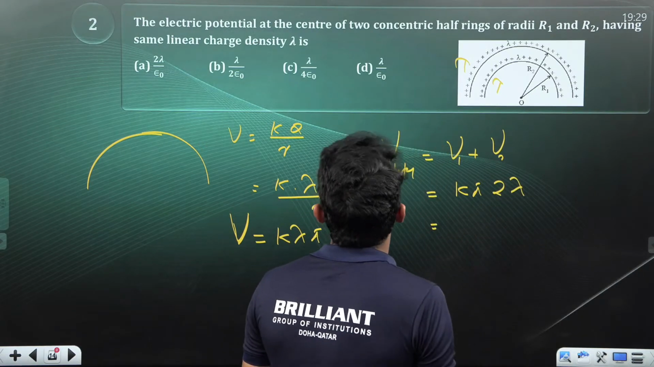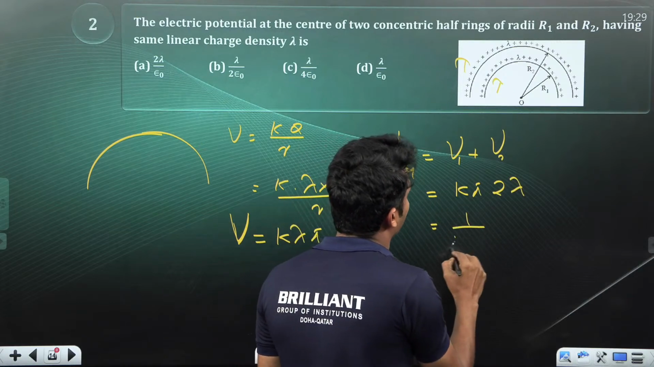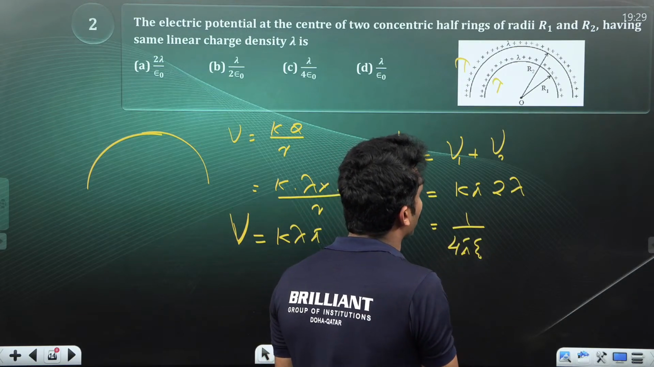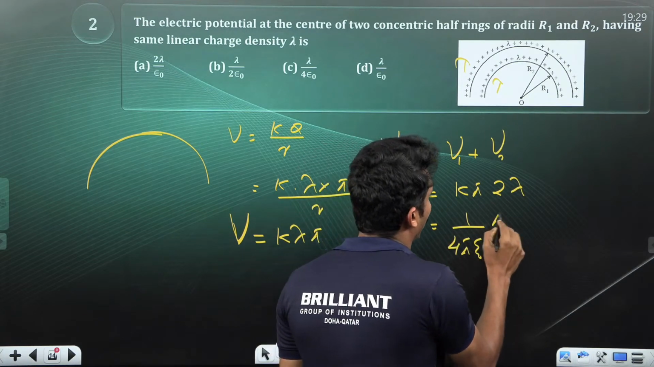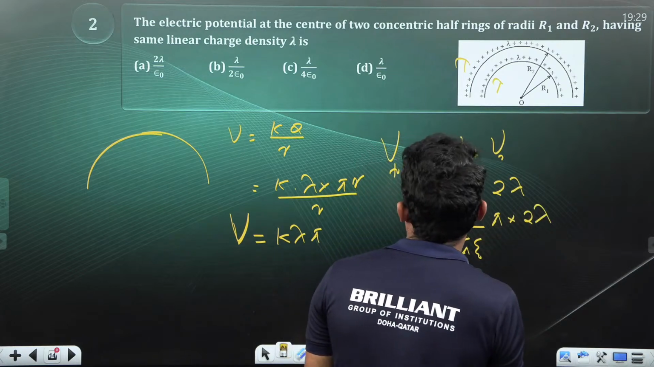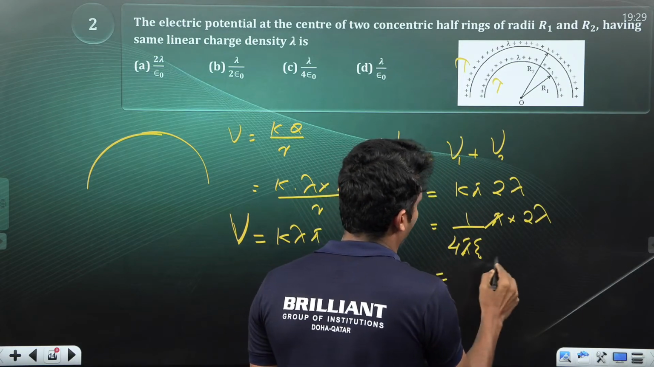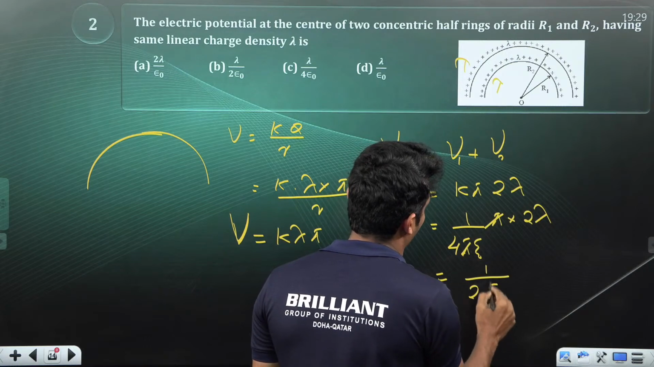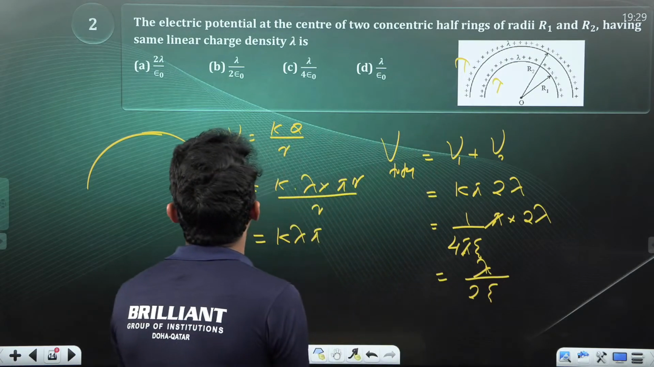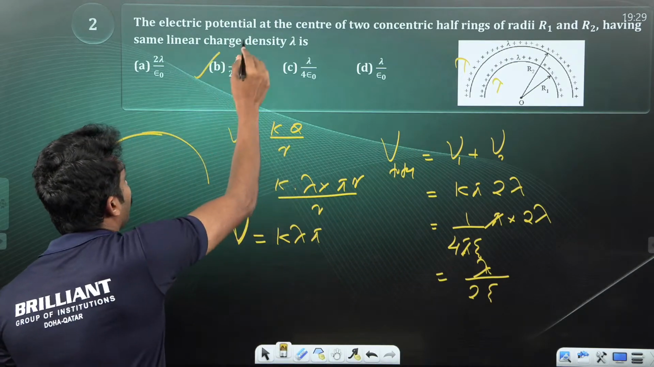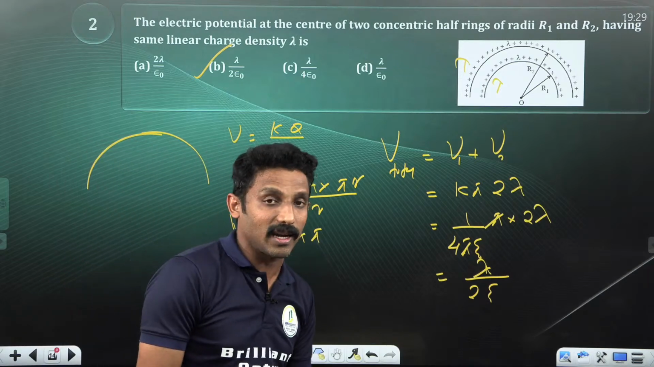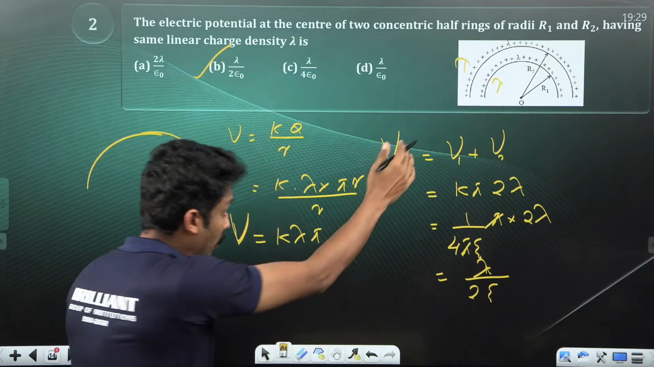Now the value of K is 1 by 4 pi epsilon naught. This is simple substitution: 1 by 4 pi epsilon naught, then pi, then twice lambda. This pi is getting cancelled. The answer is lambda divided by 2 epsilon 0, that is option B. Very direct question, scalar addition of two scalar quantities.